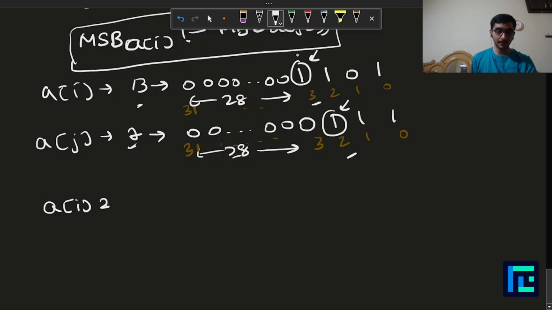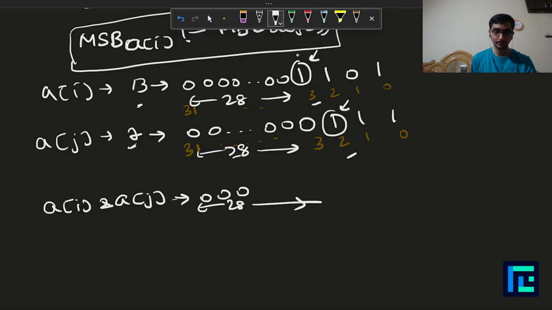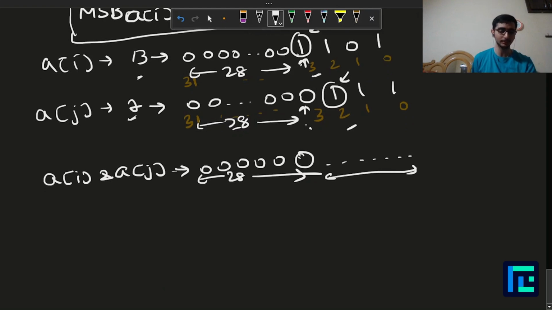A of I bitwise AND A of J has 28 zeros in the front, right? Now at the third index, it is 1 and 0. So obviously bitwise AND is 0. And now let's leave it for a second. What are the rest of the values? I don't need to care as of now.